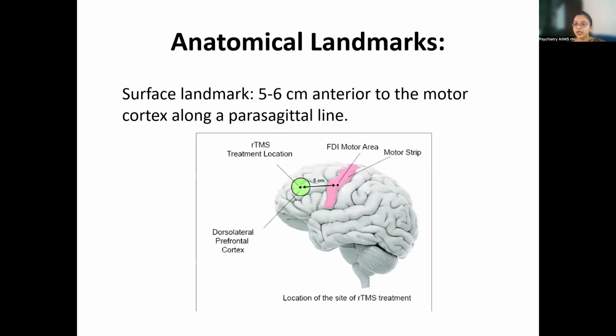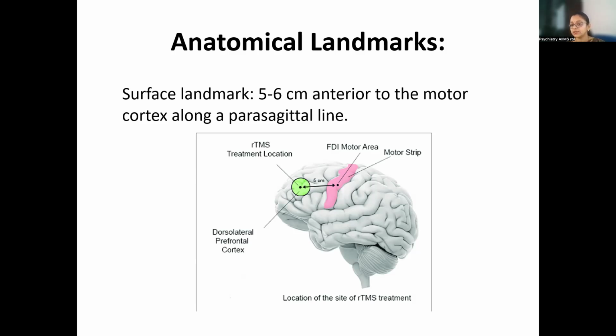Now, coming on to the anatomical landmarks, how do we locate the area to be stimulated? Like the surface landmarks that we learned in our UG studies, we have certain areas and we use the approximate location of that area through an area which we can directly check.